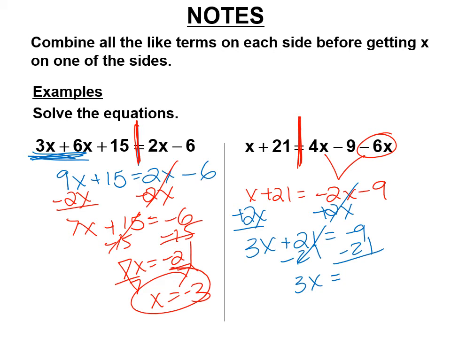-9 minus 21, right? You can't do that to flip it over. And so that is, right, -9 minus 21, same as -9 plus -21. That's -12. Be careful of that.